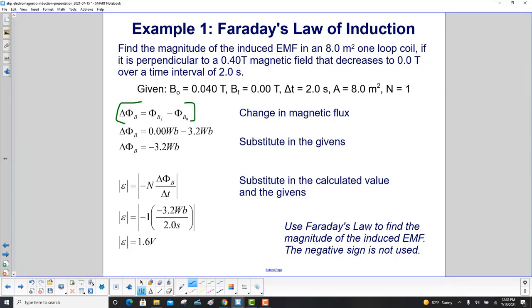Now we want to find the EMF, and we just do the absolute value here. We're not interested in the negative sign. We just want to find the magnitude. So we substitute in our givens and the delta flux that we just calculated, carry out the math, and we get 1.6 volts.